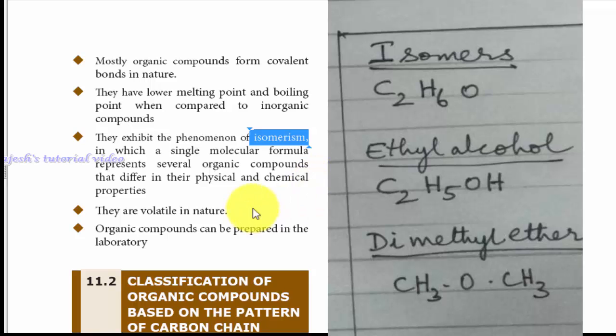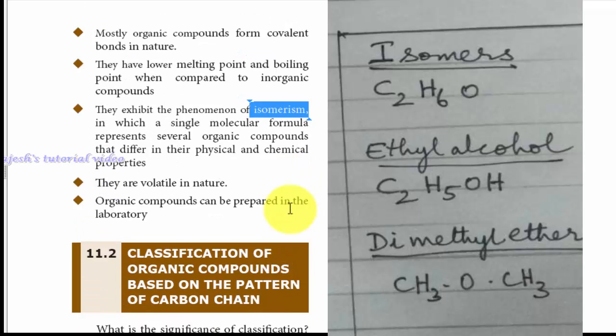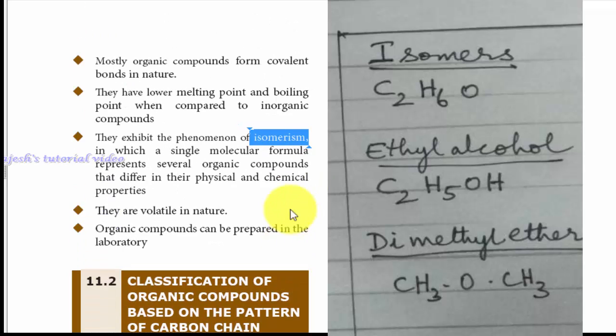For example, C2H6O is a molecular formula exhibited by 2 different compounds. One is C2H5OH, ethyl alcohol. The other is CH3OCH3, that is dimethyl ether. One is an alcohol, the other is an ether. Two entirely different compounds, different in their physical and chemical properties and in their structure, but they have the same molecular formula. This phenomenon is called isomerism, and they are called isomers.